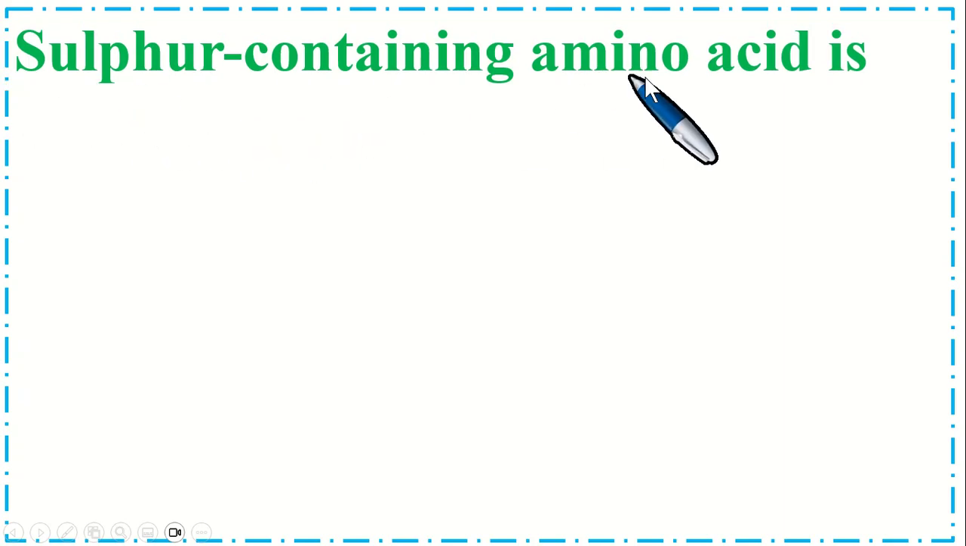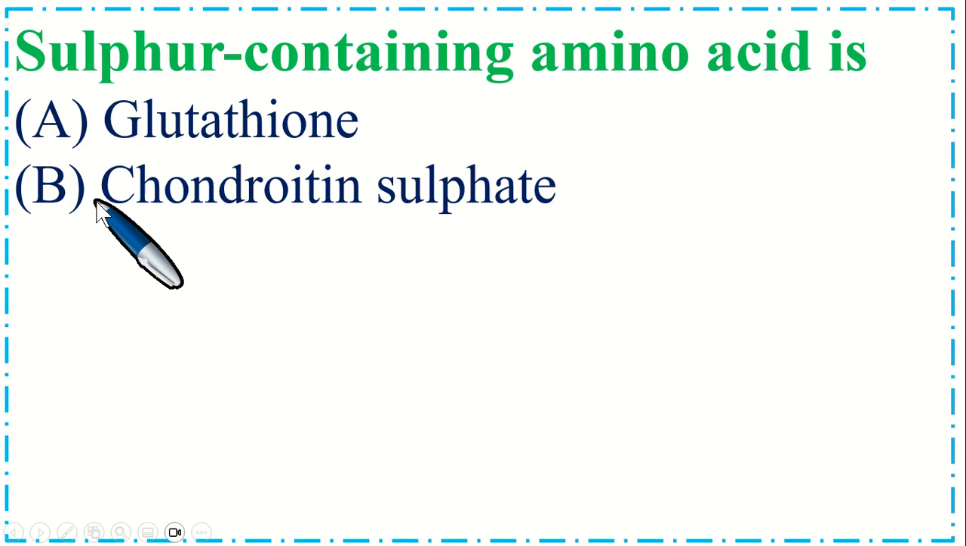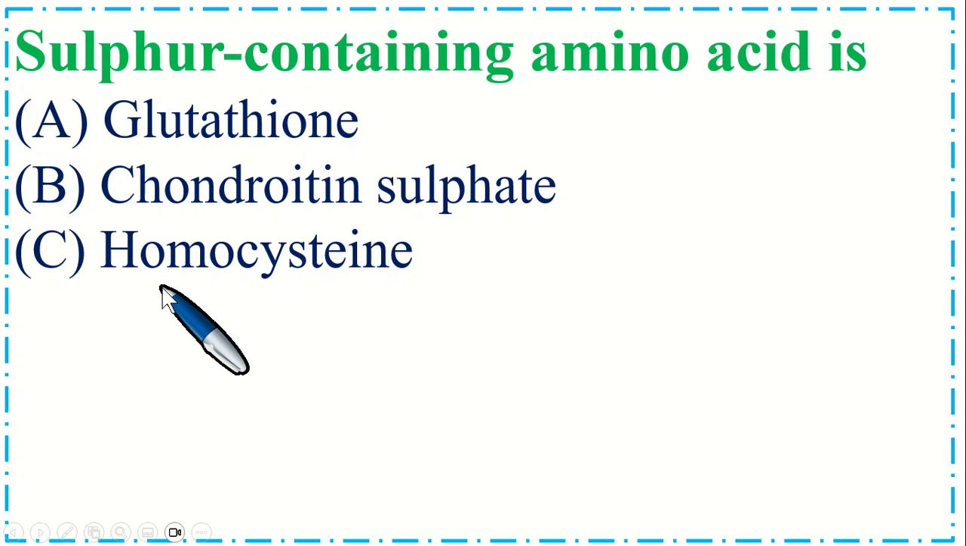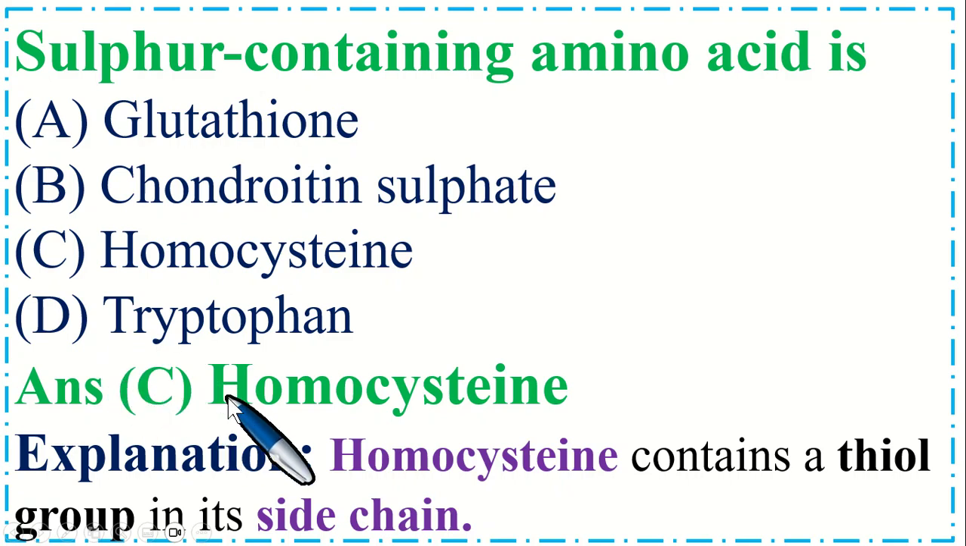Sulfur containing amino acid is option A glutathione, B chondroitin sulfate, C homocysteine, and option D tryptophan. So the correct option is C, homocysteine. Homocysteine contains a thiol group in its side chain.